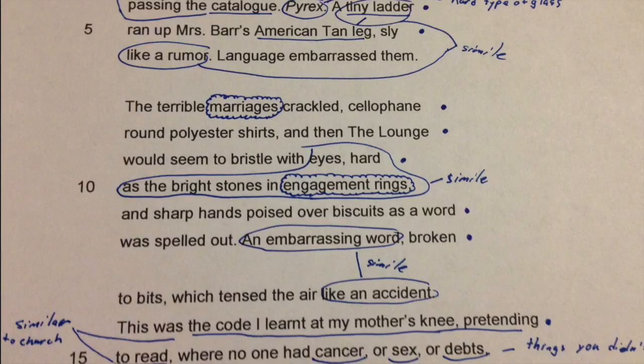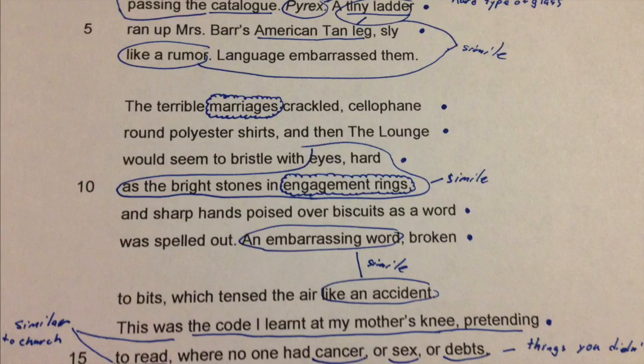So then we get the would seem to bristle with eyes, hard as the bright stones in engagement rings. So again, engagement rings is a reference that has you thinking more religious, like, okay, they said marriages and now they're saying engagement rings, so I'm still on the religious, but it's consumer goods, and it's actually a simile about how the eyes look. They're using the idea of the bright stones in the engagement rings to reference how the eyes look.